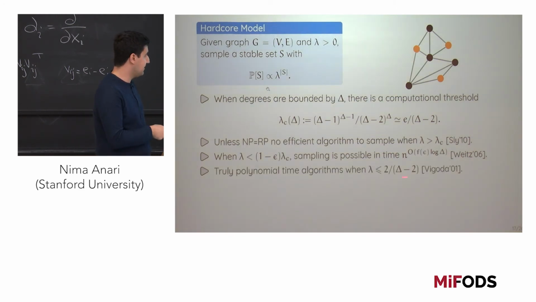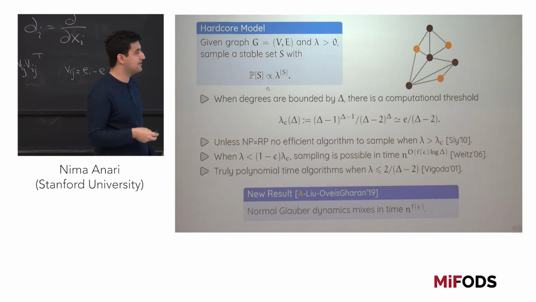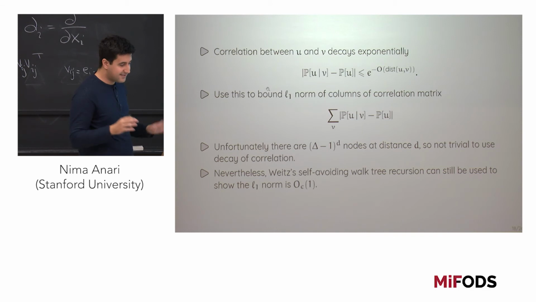So previously it was known that for a smaller threshold, roughly 2 over delta instead of e over delta, Glauber dynamics mixes in truly polynomial time. But now using bounds on the correlation matrix, we can show that the Glauber dynamics in the entire regime below e over delta minus 2 mixes in time n to some parameter that doesn't depend on delta. Okay. And I'm just going to say the intuition.